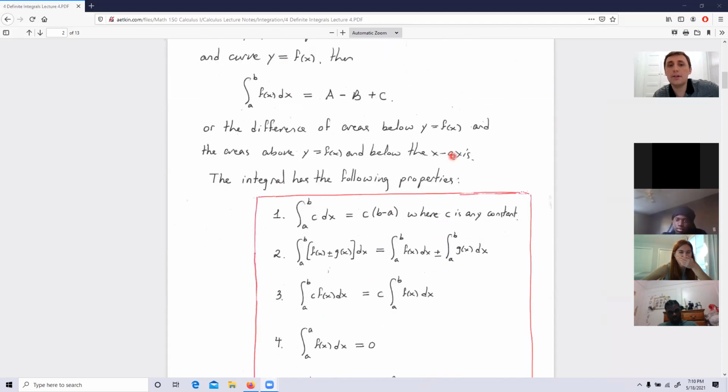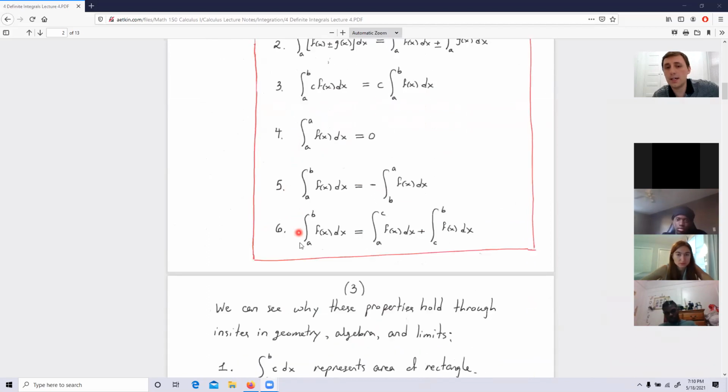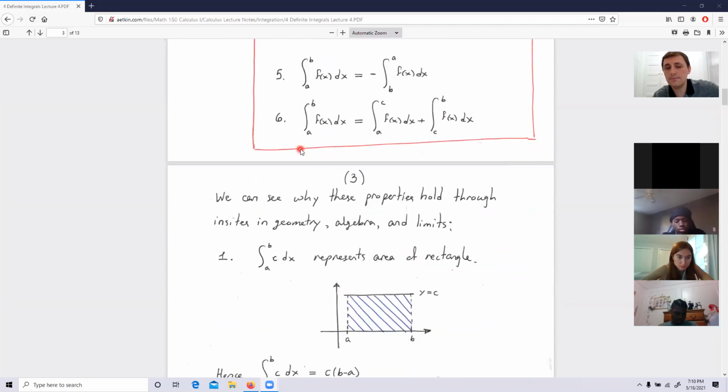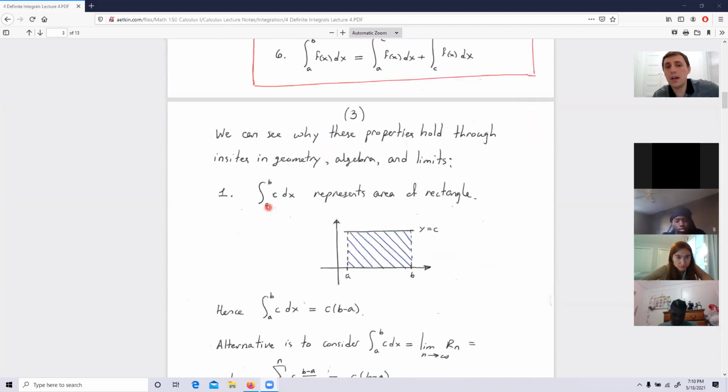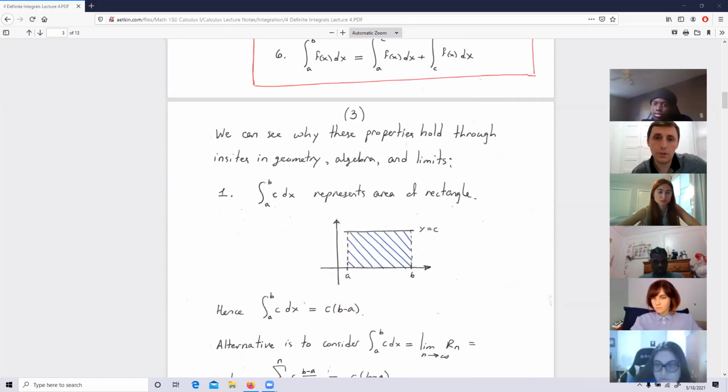Now, what other properties of the integral are very obvious? So we have all those properties, guys, that we have to understand and learn, 1 through 6. So the integral of c from a to b, just the integral of a constant. So that's just one giant rectangle. So obviously it's c times b minus a. It's the altitude multiplied by the width. Good.